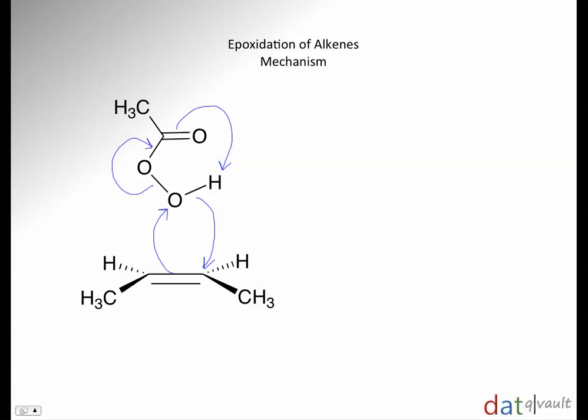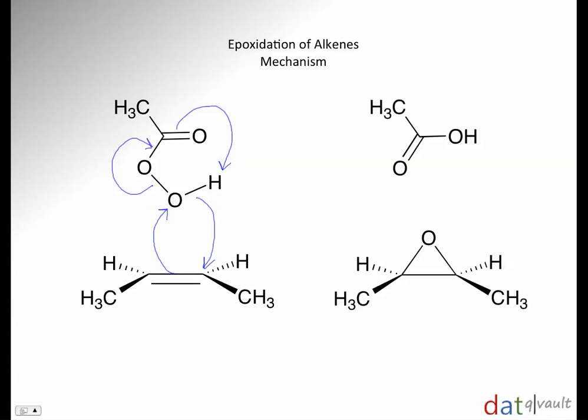Notice again that this reaction is going to be completely concerted, and this reaction can only happen on one side of the alkene at one time, which leads us to have syn addition of this oxygen atom to the alkene. Once the reaction is completely done, we get the carboxylic acid as a byproduct, and we get the addition of the oxygen atom to the alkene on a single side of the molecule.